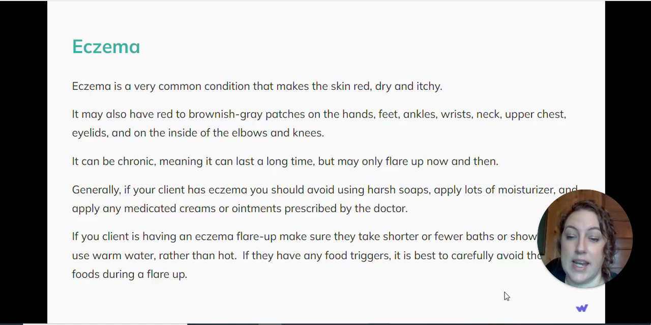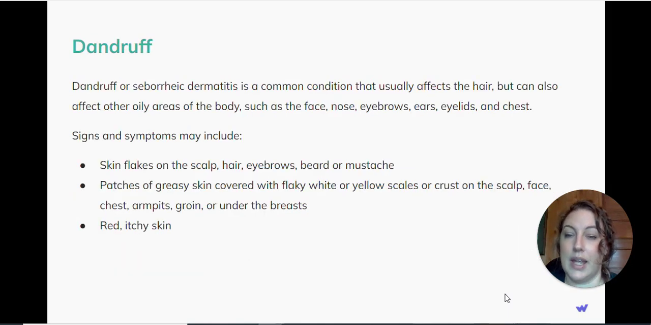Generally, if your client has eczema, you should avoid using harsh soaps, apply lots of moisturizer, and apply any medicated cream that's been prescribed by the doctor. If your client is having an eczema flare-up, make sure that they take shorter or fewer baths or showers and use warm water rather than hot. If they have any food triggers, it's best to carefully avoid these foods during a flare-up.